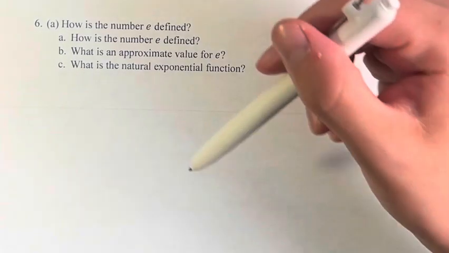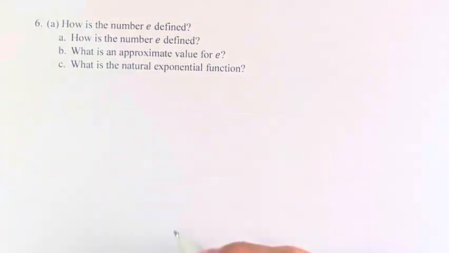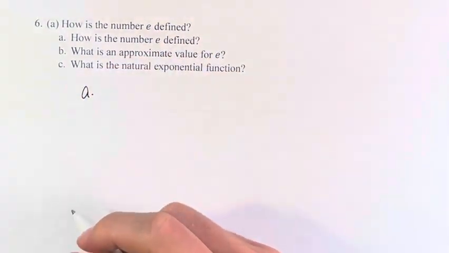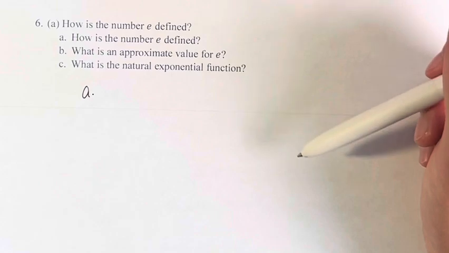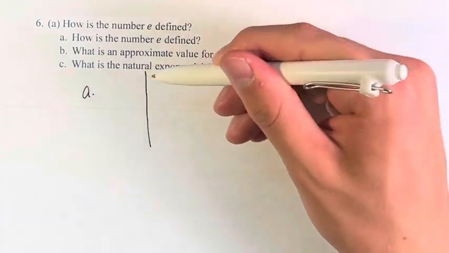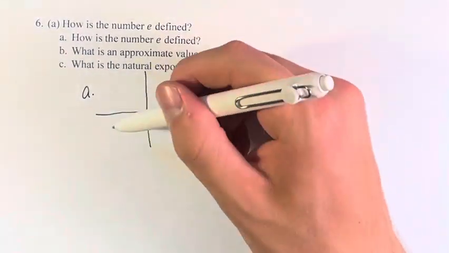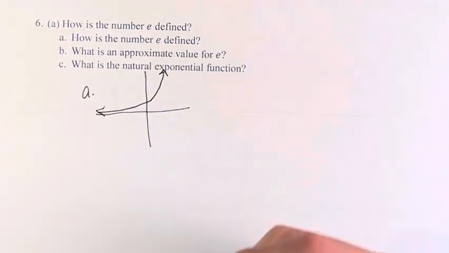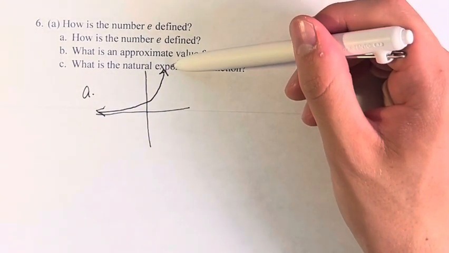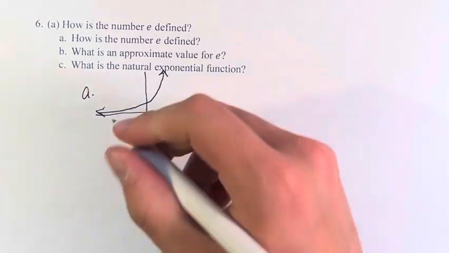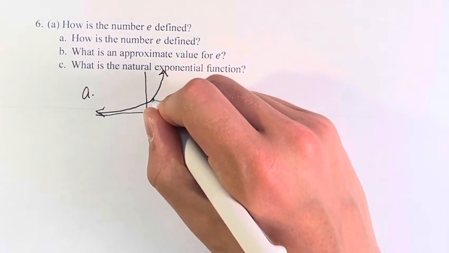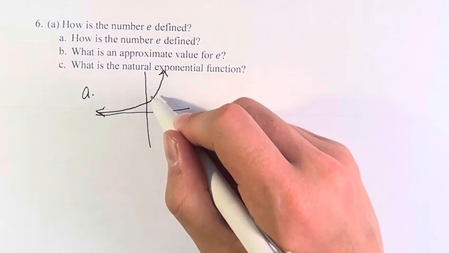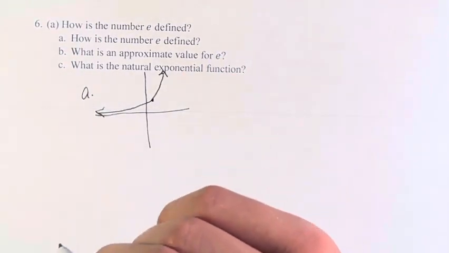In this problem, we're asked, how is the number e defined? So we were looking at exponential functions, right? Of the general shape, something like this, right? So this is for bases that are greater than 1. And in particular, looking for the slope of the tangent line at the point (0, 1).